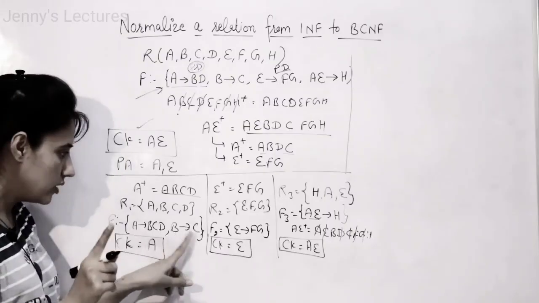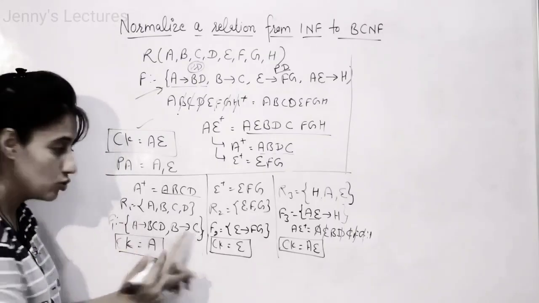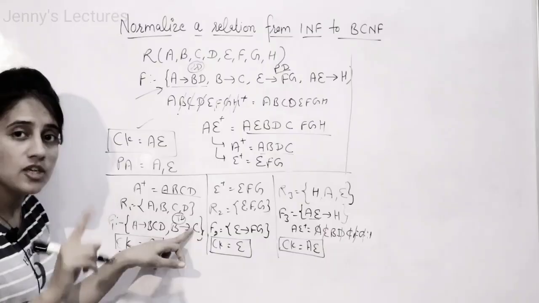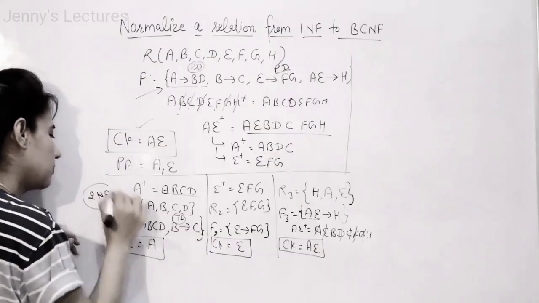Is the left hand side a super key? No. Is the right hand side a prime attribute? No, because the prime attribute is only one, A. So this is a transitive dependency. So this relation is not in third normal form, it is in second normal form, R1.